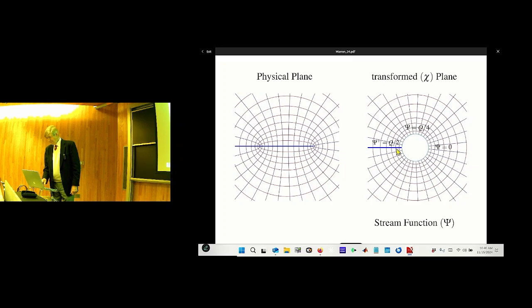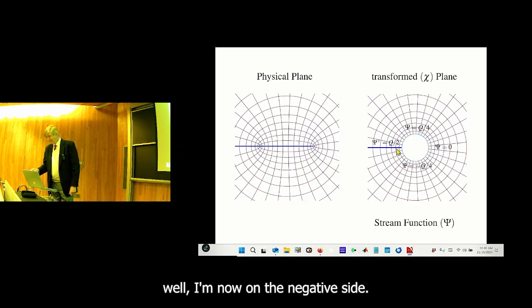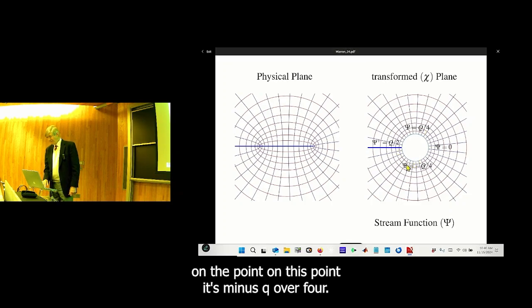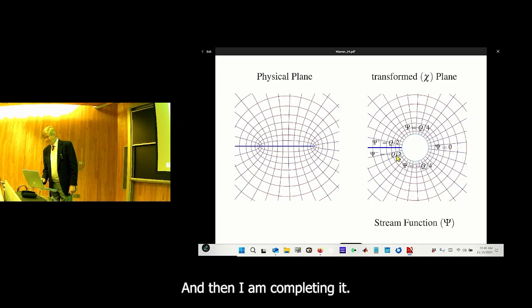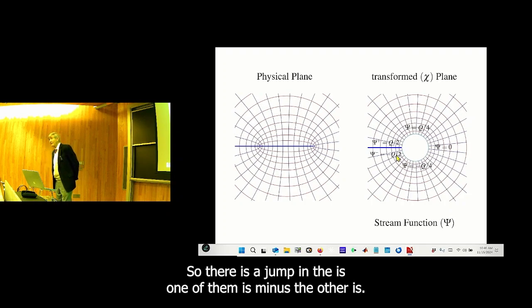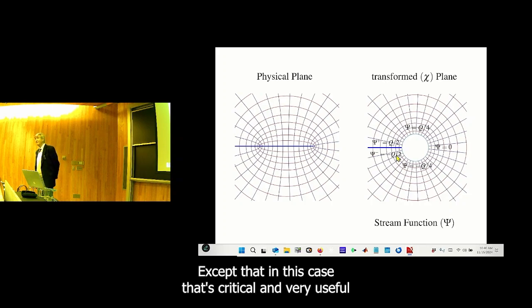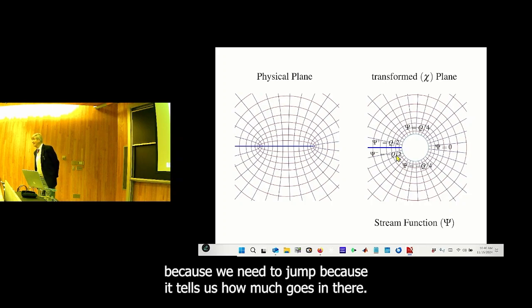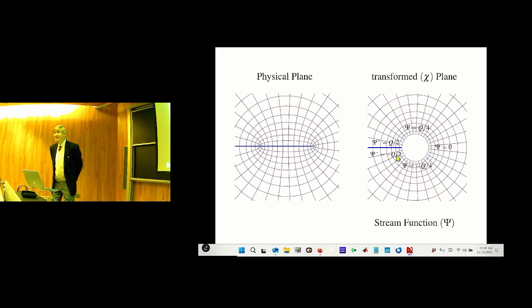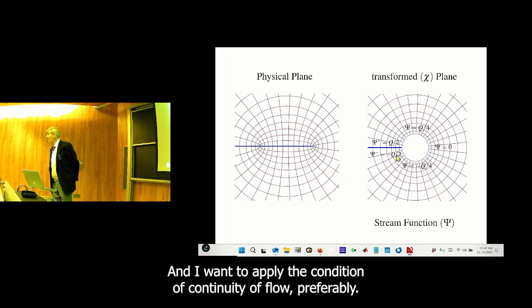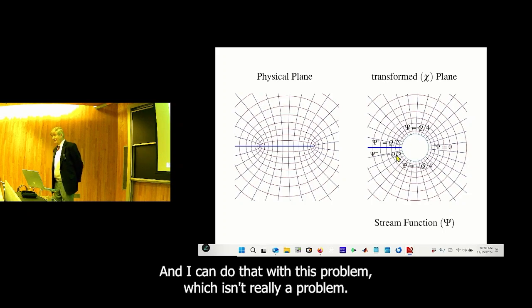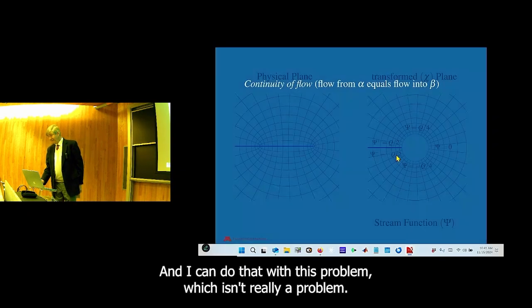And if I continue, well, I'm now on the negative side. So on this point, it's minus Q over 4, and when I'm completing it, I end up at minus Q over 2. So there is a jump in the stream function: one of them is minus, the other is plus. That is a problem in these things, except that in this case, that's critical and very useful, because we need that jump, because it tells us how much goes in there, and I want to apply the condition of continuity of flow, preferably exactly, and I can do that with this problem, which isn't really a problem.